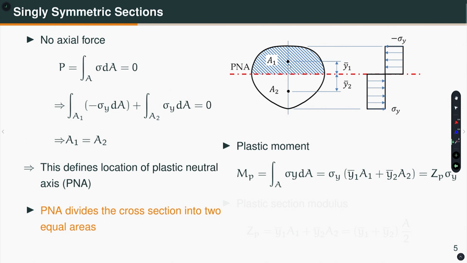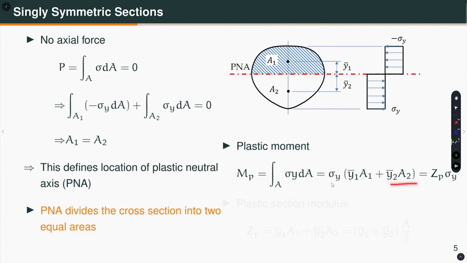Well, that is nothing but integrating the stress distribution over this and taking the moment about the plastic neutral axis. So, integration over the area of sigma dA is the force multiplied by the lever arm y. Now I can compute this integration in two parts. For this part the resultant is acting here, so sigma y into this area into this distance y1 bar. So, sigma y y1 bar A1 plus, for this bottom part, sigma y A2 y2 bar.